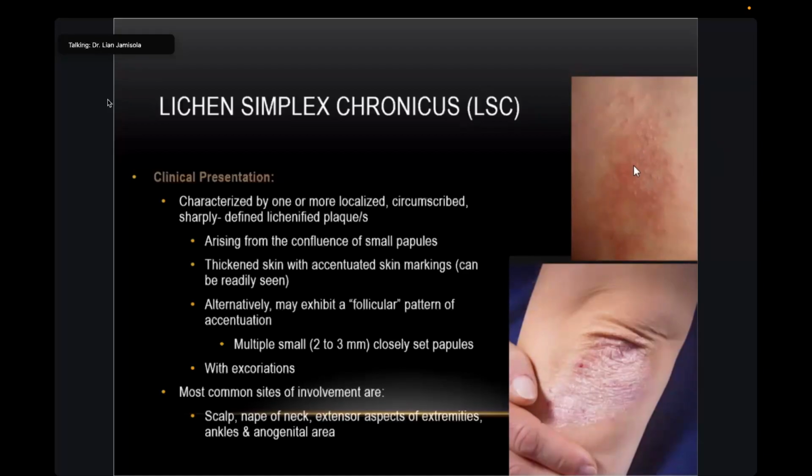It's like the follicles are what accentuate. So these are multiple small, closely set papules. And because of scratching, on top of the accentuation, you also have your excoriations. Okay? So common sites of involvement here are the scalp, nape of the neck, extensor aspects of extremities, ankles, and anogenital area.